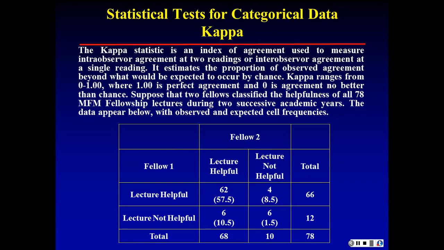It estimates the proportion of observed agreement beyond what would be expected to occur by chance. The range of kappa is 0 to 1, where 1 is perfect agreement and 0 is agreement no better than chance. So actually the baseline level here for kappa is 0; you have some agreement, but you would always expect some agreement to occur by chance. Kappa tells you, do you have agreement beyond what you would expect by chance?